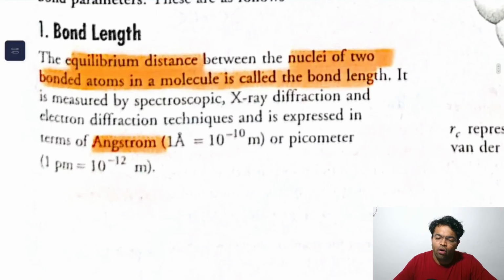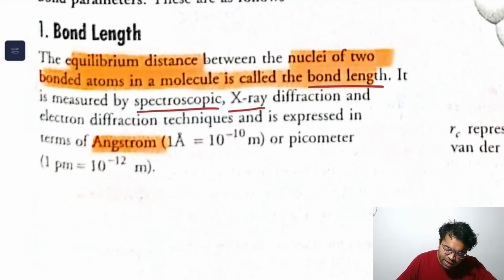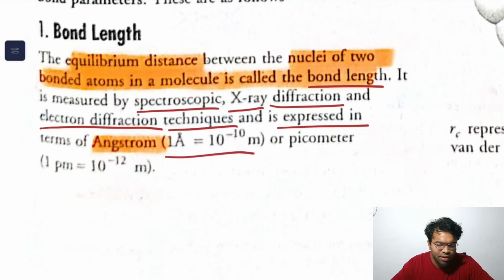Now, the first one is called the bond length. The equilibrium distance between the nuclei of two bonded atoms in a molecule is called the bond length. It is measured by spectroscopic, X-ray diffraction and electron diffraction techniques, and it is expressed usually in angstroms. The reason why we created this unit called angstroms is because most of the bonds in a molecule usually end up in the range of 10 to the power minus 10. Okay, that is the reason why we have angstroms in the first place.